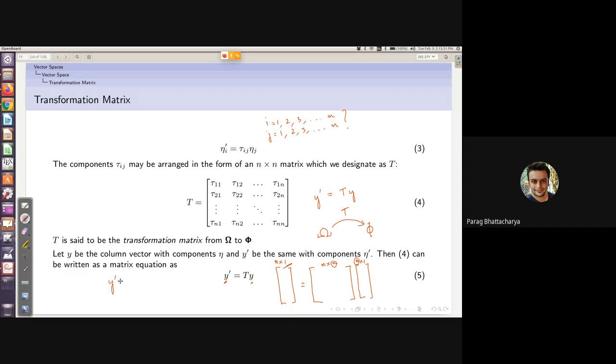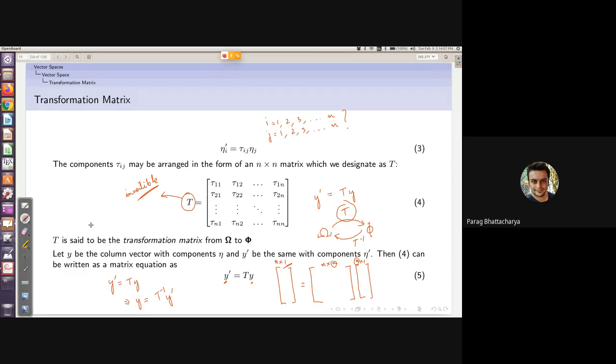So if y prime is equal to Ty, then what is y equal to in terms of y prime? T inverse, right? So if you want to go the other way around, we should be using T inverse. So this is the important criterion. This transformation matrix T must be invertible. We should be able to invert this matrix.